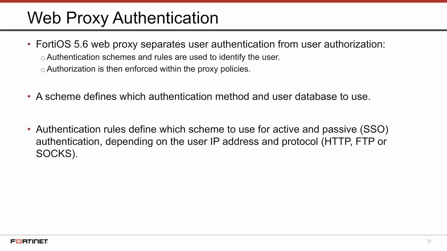Authentication rules are used to specify the schemes, the authentication methods and databases, to use depending on the user IP address and protocol. Up to 2 authentication schemes can be configured in each rule, one for active authentication and one for passive authentication.